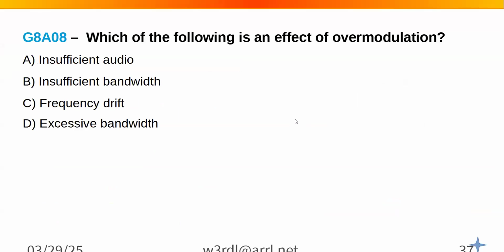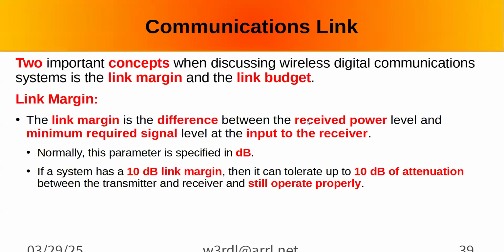Which of the following is an effect of overmodulation? Delta. Now they're assuming FM there? Yes. Okay. I guess it would affect the bandwidth a little on AM if you've got that second harmonic in there. But I think the point of that one was just for FM.